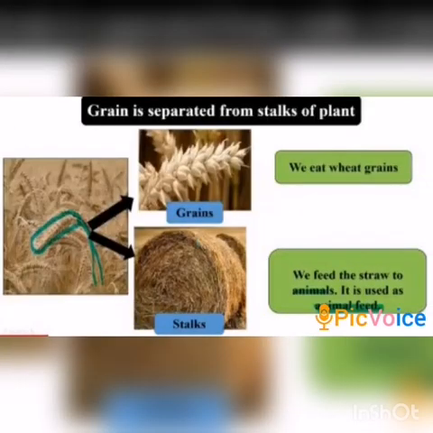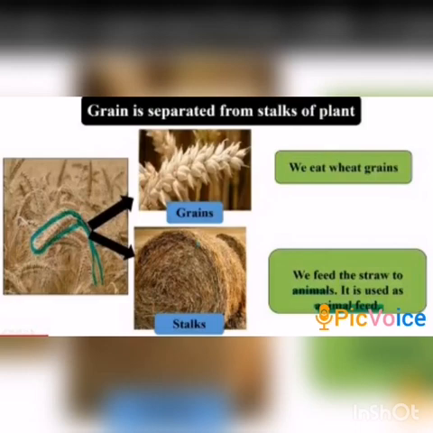Look at the picture, children. This is another separation. In this method, grain is separated from the stalks of the plant, that is the stem of the plant. Here, the grains and stalks are separated. This method is called threshing. We will see this threshing in the next class in a detailed manner.